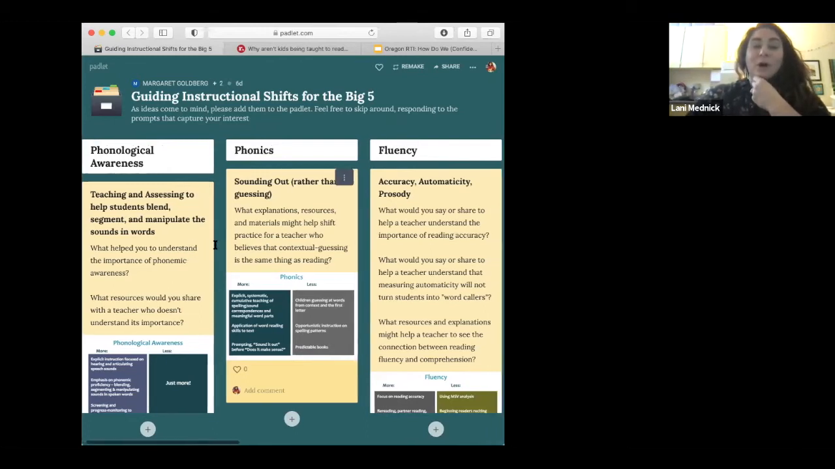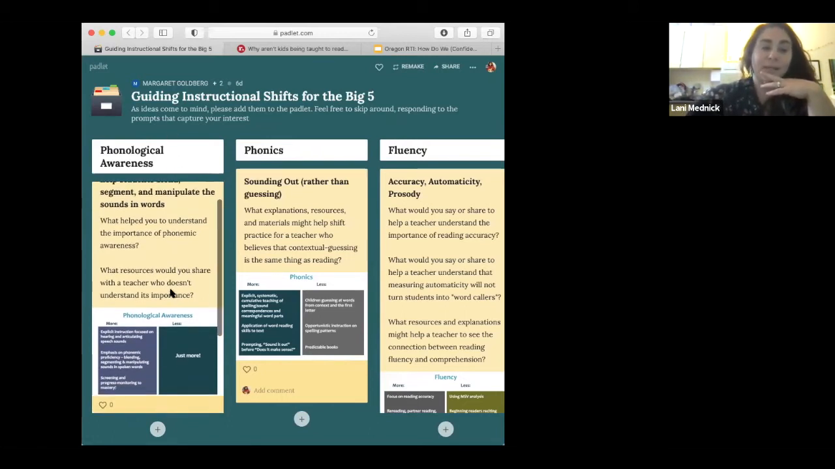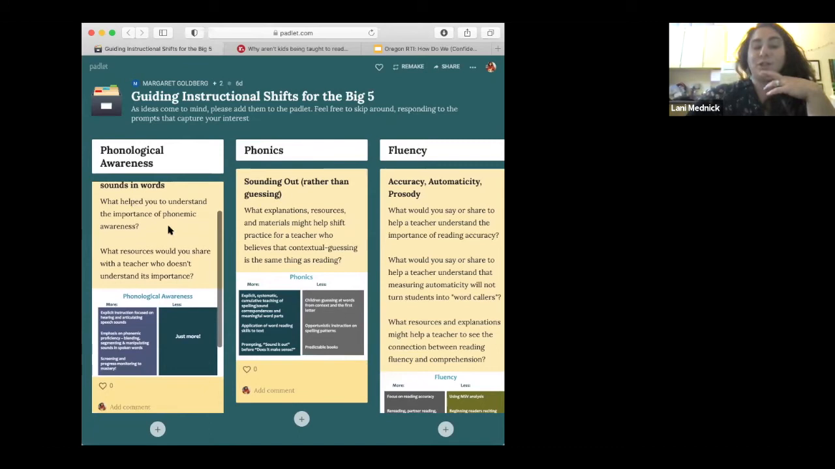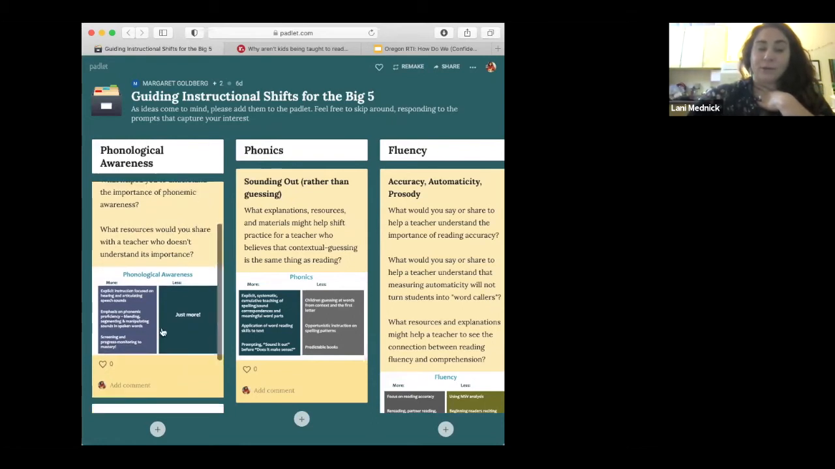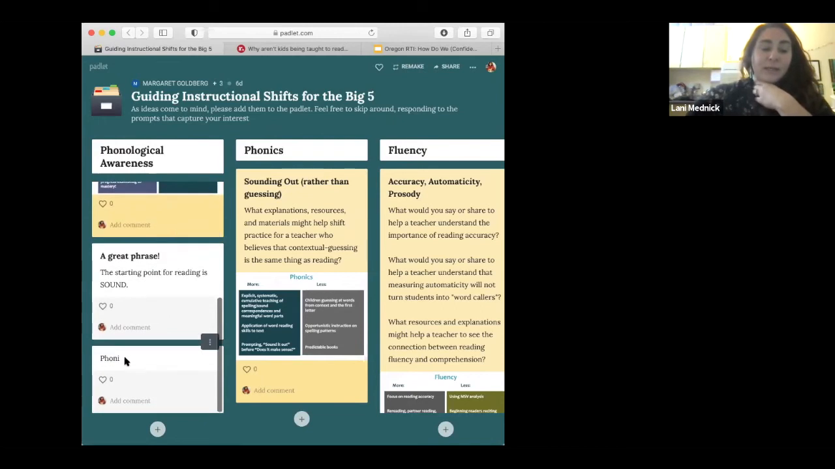We have several columns here. We just spoke about phonological awareness, so we're looking first at this first column. And we have here the two questions that were just previously on the screen. What helped you understand the importance of phonemic awareness? And what resources would you share with a teacher who doesn't understand its importance? And a reminder of the slide we just saw. To answer the question, we click here.